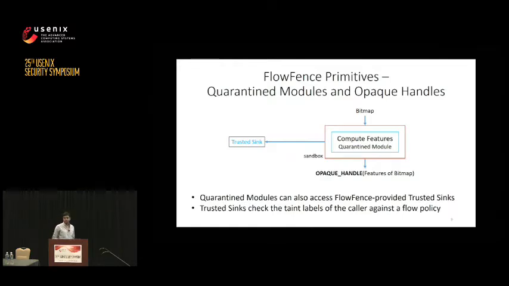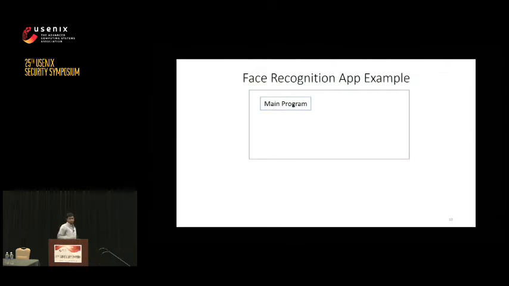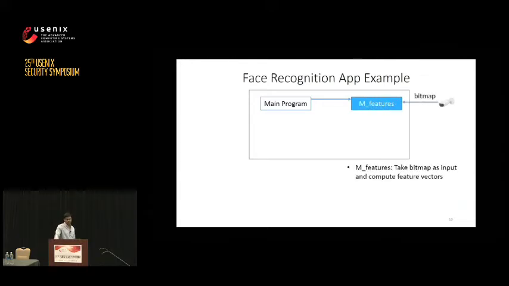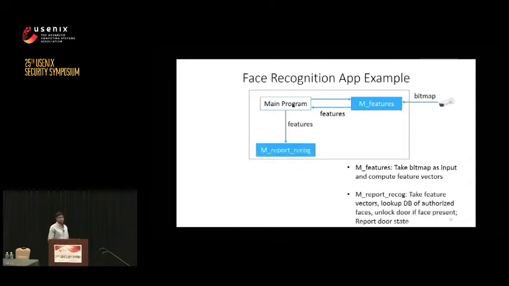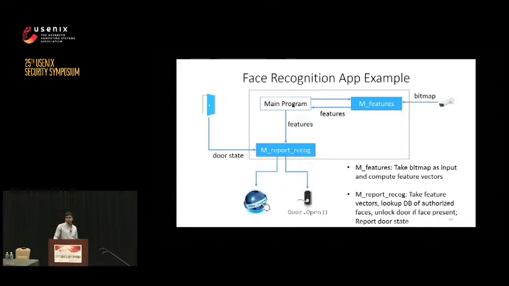So let's see how all of this works in practice. We have our running face recognition app example, and we have a main program that calls a module to compute feature vectors. This accesses an IP camera, essentially a bitmap, computes features, and then sends it back to the main program. The main program then uses another module called report and recognize that takes the features as input. It also accesses the state of the door, and then assuming this face is authorized, it will go ahead and unlock this door. Similarly, it updates the status of the door to an internet website for a user.